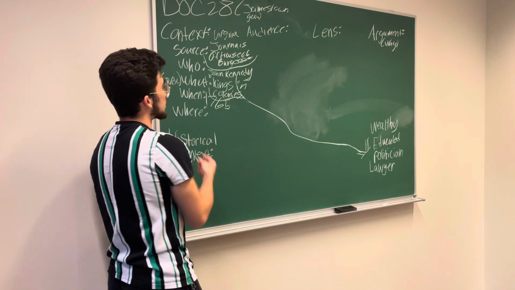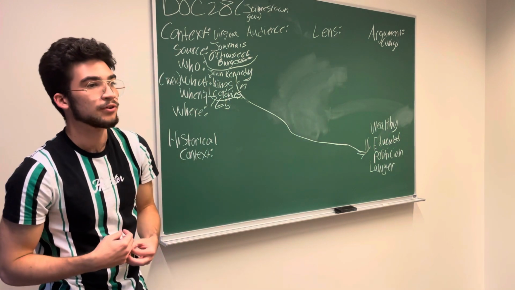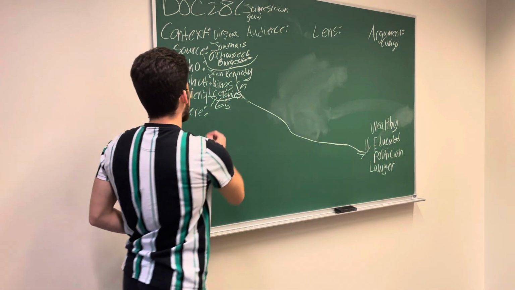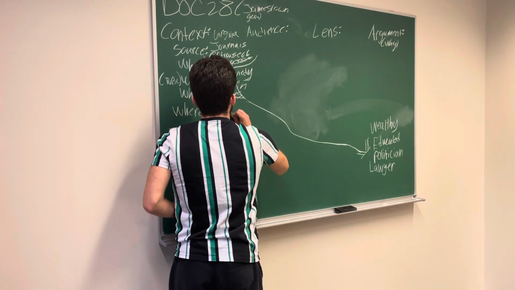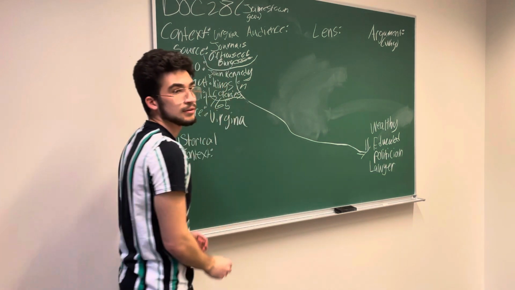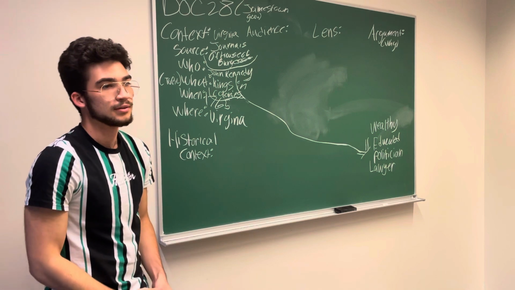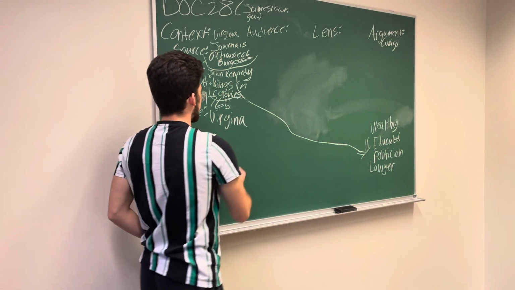All right, where was it? We already mentioned this before, but Virginia. And specifically, what part of Virginia? Richmond. Jamestown, yeah. Okay.